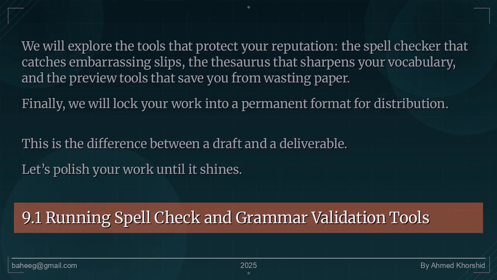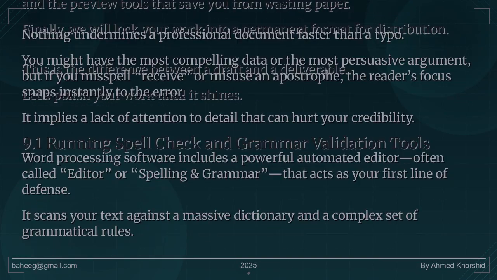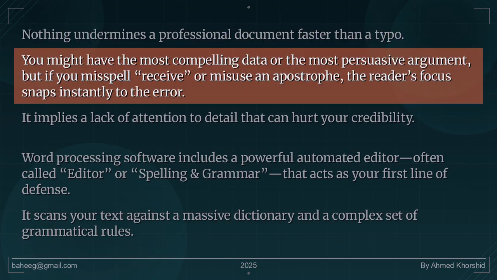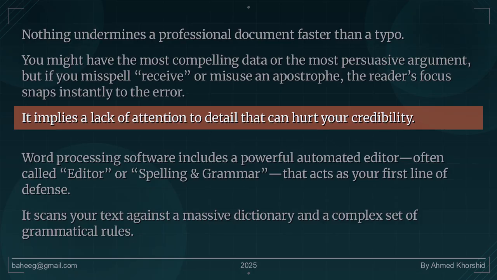9.1 Running Spell Check and Grammar Validation Tools. Nothing undermines a professional document faster than a typo. You might have the most compelling data or the most persuasive argument, but if you misspell receive or misuse an apostrophe, the reader's focus snaps instantly to the error. It implies a lack of attention to detail that can hurt your credibility.